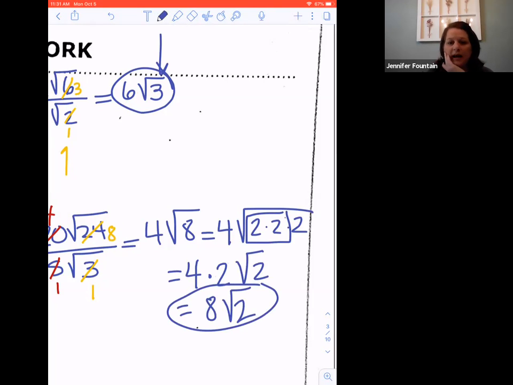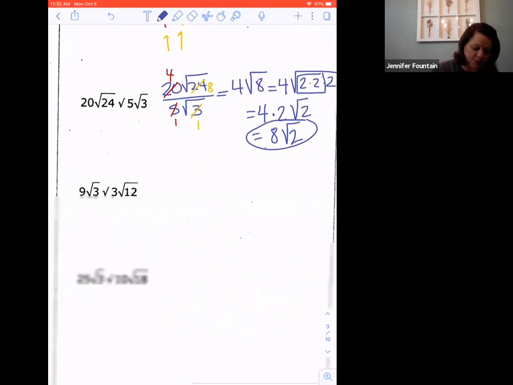Any questions on that? I think that's where we left off on Thursday with this particular problem. Is everybody good with that, seeing it for the second time? Any questions? Okay, let's go ahead and look at the next one.